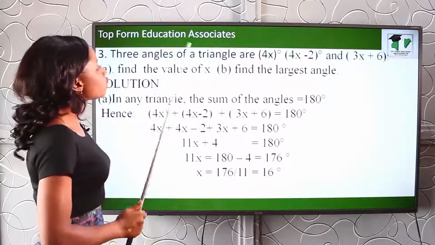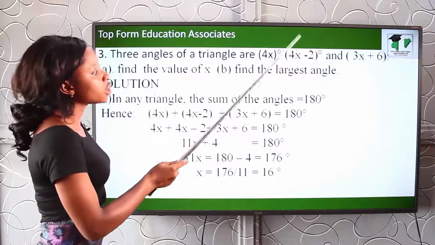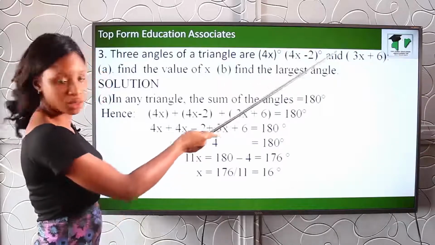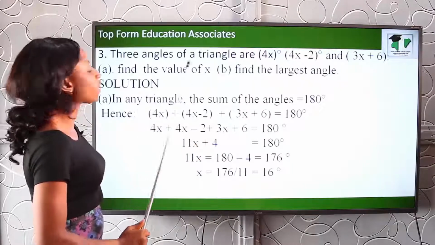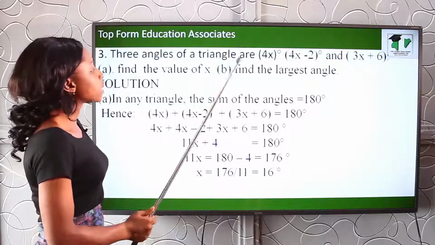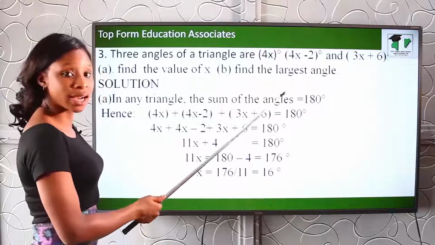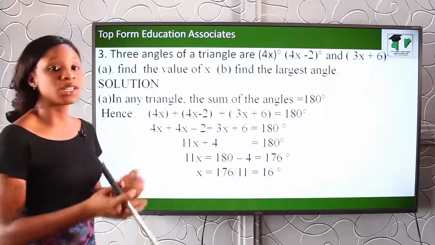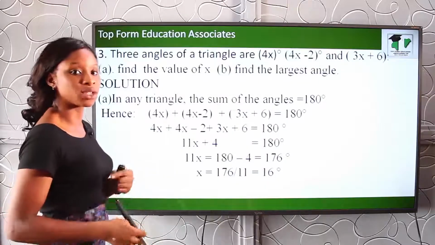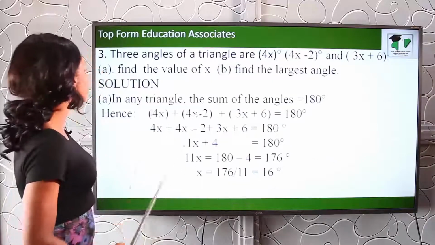The three angles of a triangle are 4x degrees, 4x minus 2 degrees, and 3x plus 6 degrees. We're asked to find the value of x, and then in part B, to find the largest angle. How do we go about this? We've said that in any triangle, the sum of angles is 180 degrees.